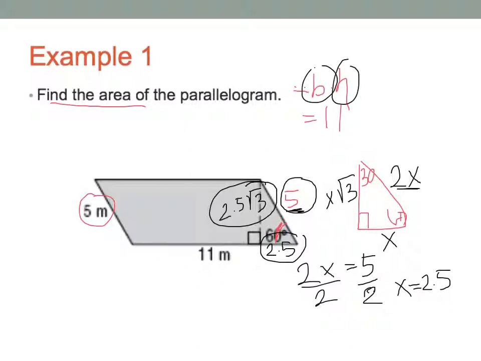My base was 11 and my height I just discovered was 2.5 root 3. I could find my area now. Multiply 11 by 2.5 root 3 and I get 27.5 root 3 meters squared.